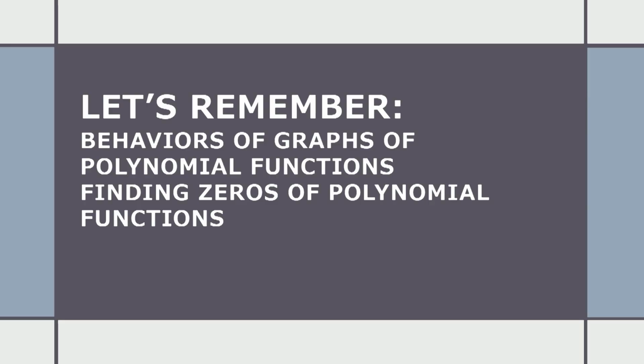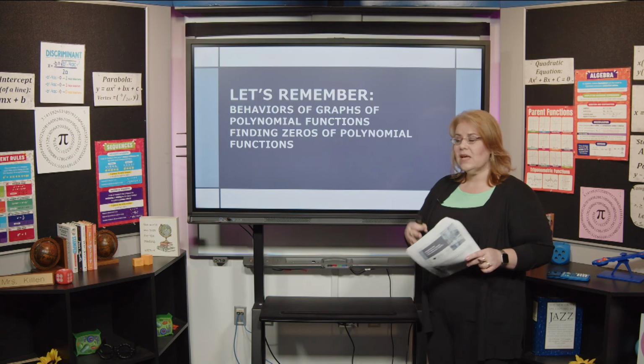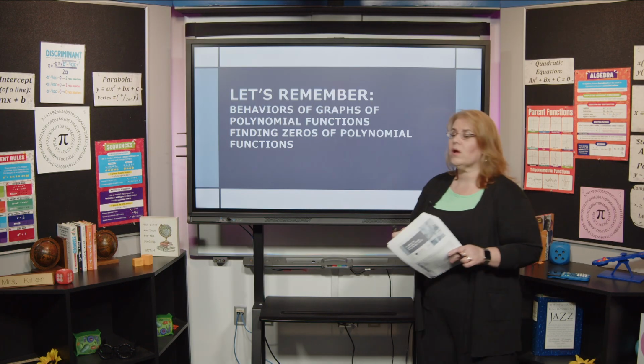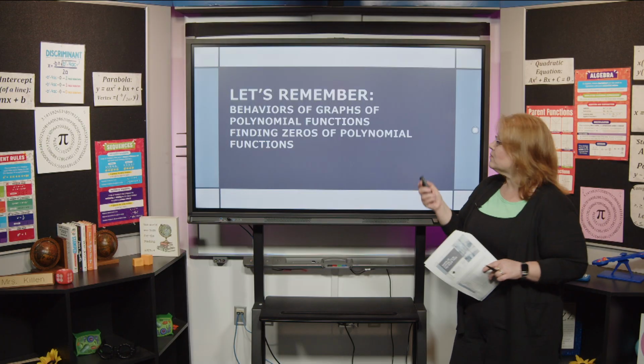Good job. Let's remember, behaviors of graphs of polynomial functions and finding zeros of polynomials are still helping us when we're doing this statistics with one variable. So we're still looking at zeros and how those help us, and we're still looking at how we're going to use polynomial functions sometimes too. So here we go.